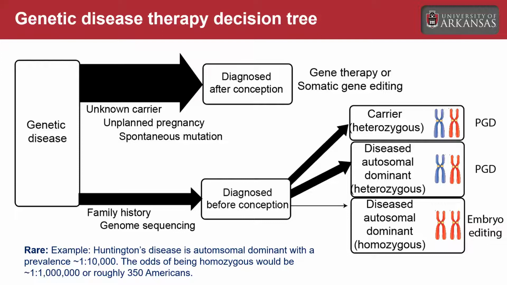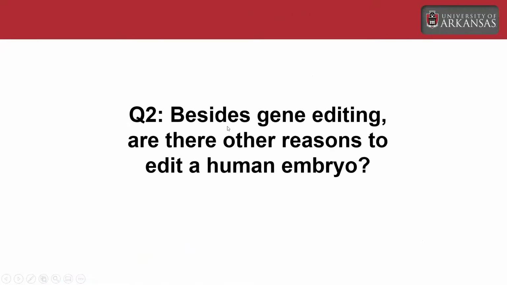There are thought to be roughly 350 Americans that have both copies of the diseased gene. So they would be candidates. That's why I drew this arrow very thin. They would be candidates for embryo editing. And that's where a lot of the conversation centers around very small use cases like that.